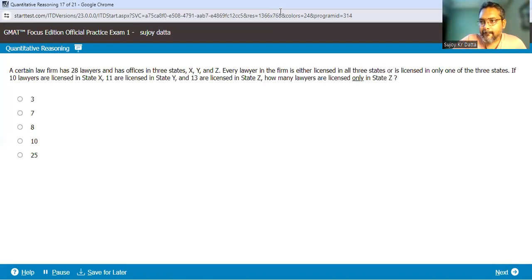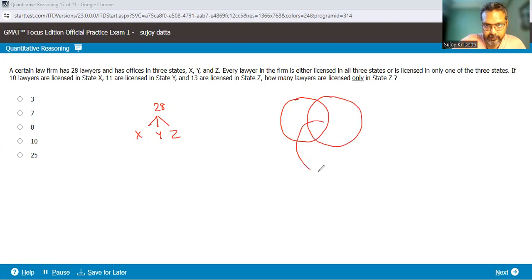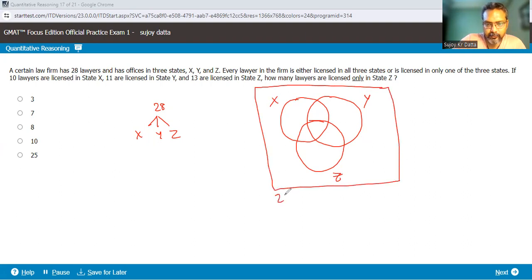Next. A certain law firm has 28 lawyers and has offices in 3 states, X, Y, Z. Every lawyer in the firm is either licensed in all 3 or is licensed in only one. Okay, so if you have the 3 states like this, and there are 28 lawyers in all, each lawyer is licensed in all 3 or licensed in only one. That means this overlap of 2 is 0. And outside in no state is also 0. Now 10 lawyers in X, 11 are in Y, and 13 are in Z. How many are licensed only in Z?